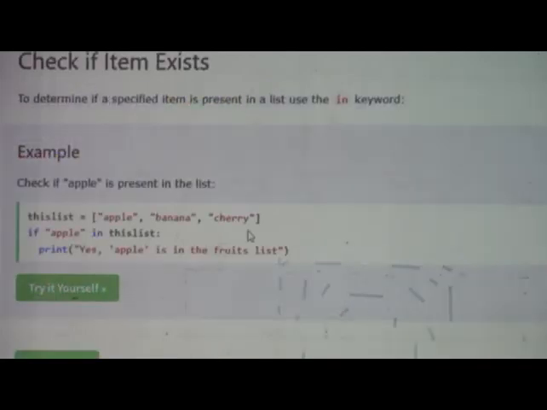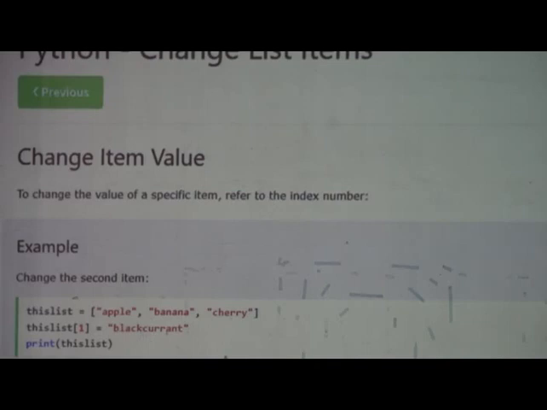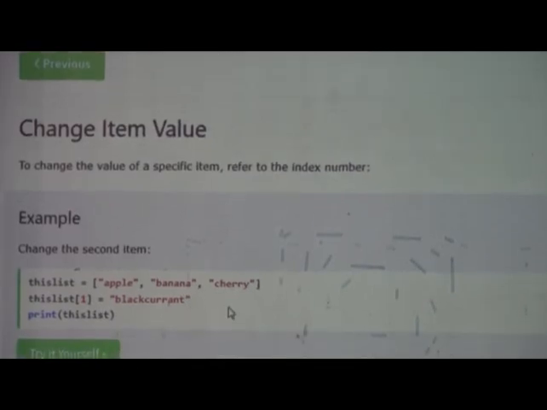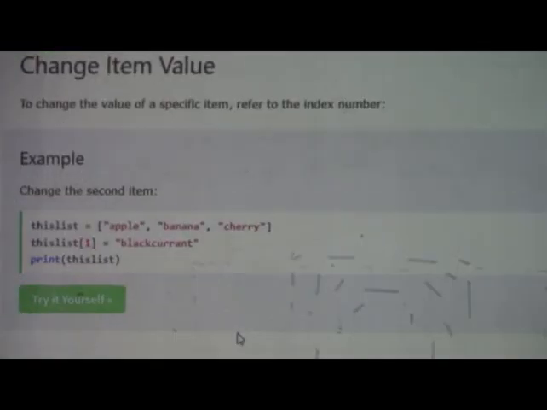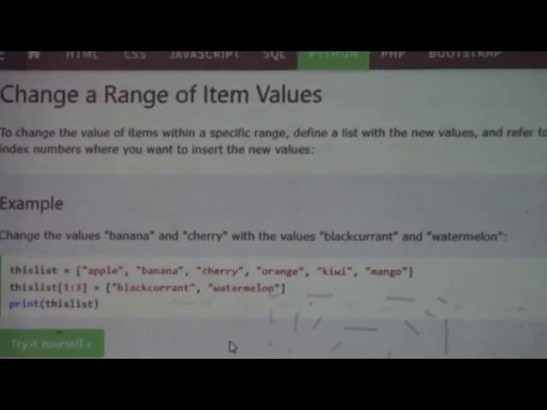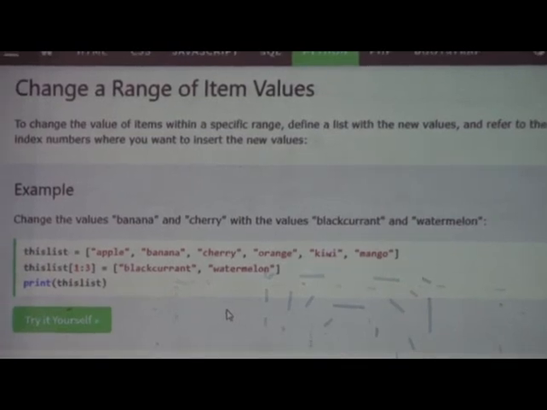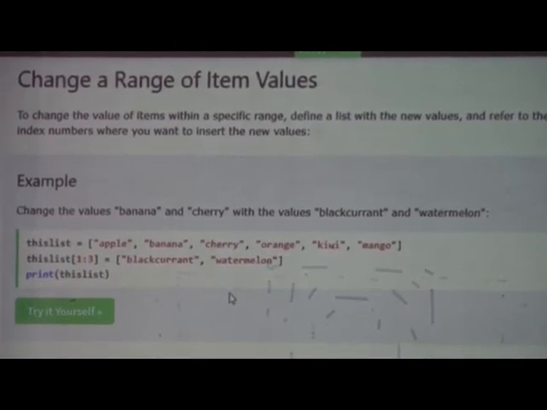Okay, so moving on. You can change an item value because the list is mutable. So you can change the second element to blackcurrant because you don't like a banana, and that's it. Change a range of item values. Now this is interesting because this is not done very often.